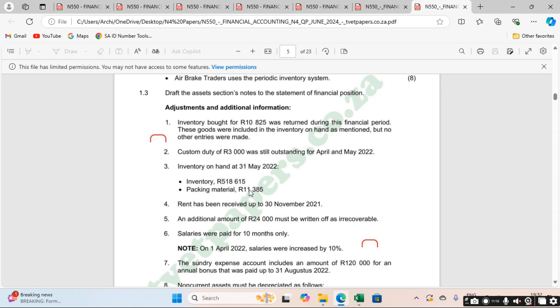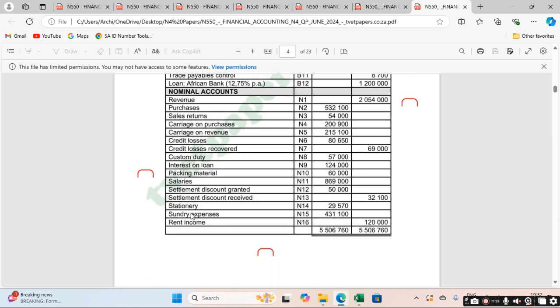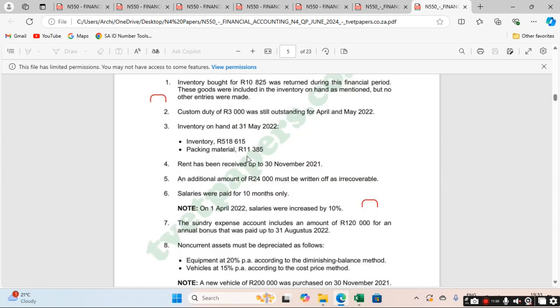So how do you deal with this? This amount you're going to minus from your total expenses of packing material. So we have our packing material somewhere. This is our packing material of 60,000. So you're going to see this 60,000 minus what? There's 11,385. So that's how you deal with that.